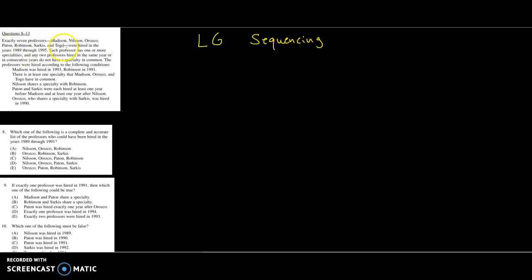Okay, so it says exactly 7 professors, M, N, O, P, R, S, and T. Okay, so these are going to be our players. So I'm going to put that down. M, N, O, P, R, S, T. So we have 7 pieces that we're playing with here.